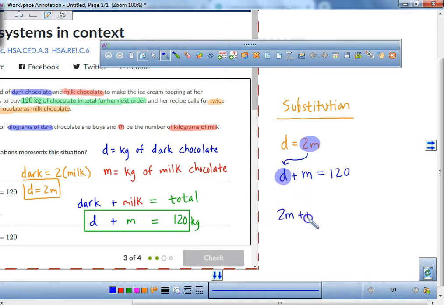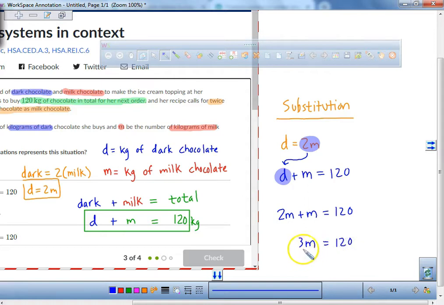2m plus m equals 120. What's 2m plus an m? That's a total of what? 3m's. Then we're actually solving. I had a student ask me, "What are we doing?" We are actually solving this, even though we don't have to. We're practicing what's called the substitution method. So we're going to find the exact amount of milk chocolate that Sharonda bought.